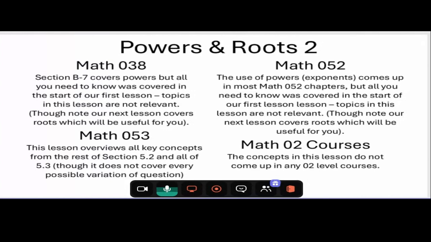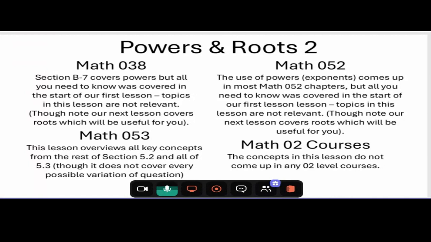So very quickly, Math 038 and 052, this particular lesson does not directly impact you. Anything you need to know about powers was at the start of the first lesson. Anything you know about roots will be at the start of the third lesson. Math 053, this is all about finishing it. Once we do this, we'll have done all the exponent sections, 5.1, 5.2, and 5.3, and again, an overview.